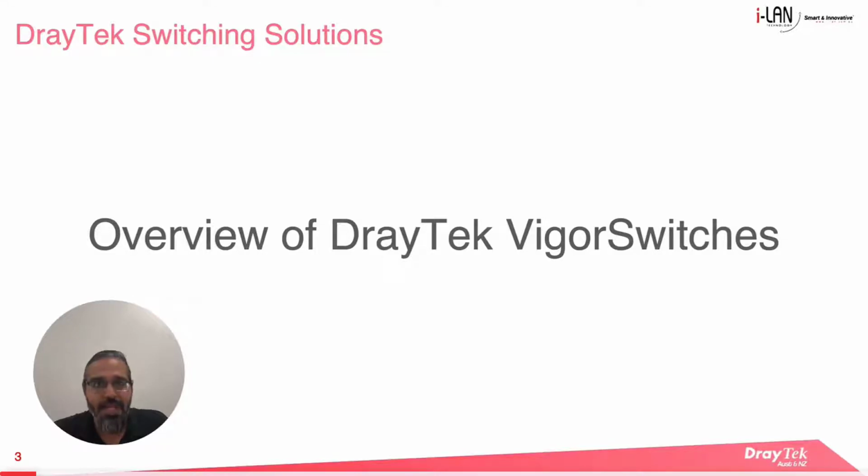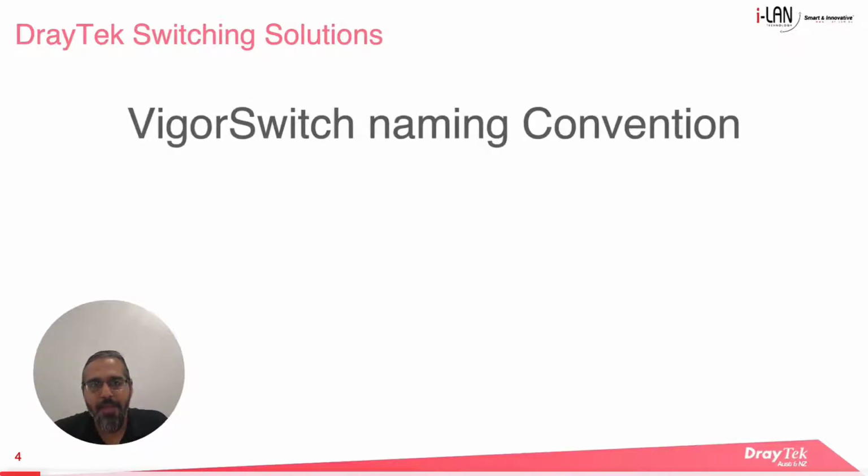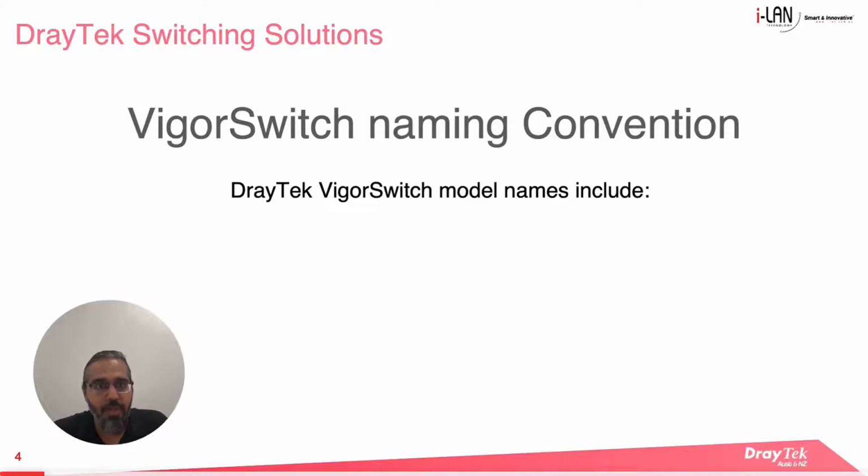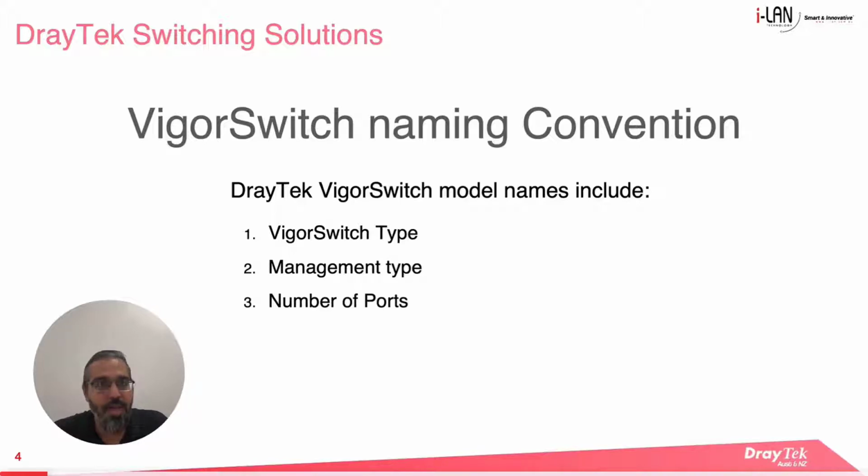Let's start by getting an overview of Draytech's Vigor switch range and what the differences are between different model types. Before we get into the different types of Vigor switches, let's quickly talk about the naming convention that's used for these products. The Vigor switch model name includes details such as the type of switch it is, the type of management used, the number of ports, the serial number, and the uplink specification. Let's have a closer look at each of these.